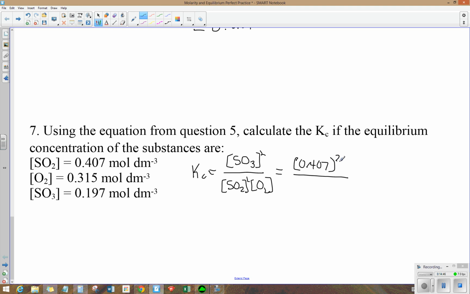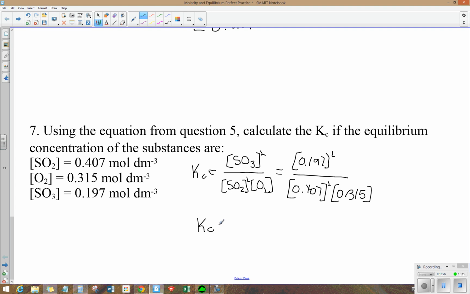Oops, I did that wrong, I apologize. Let's fix that. SO3 is 0.197. That needs to get squared. There we go. And then SO2 is 0.407. That is also squared. And then the last one, 0.315.